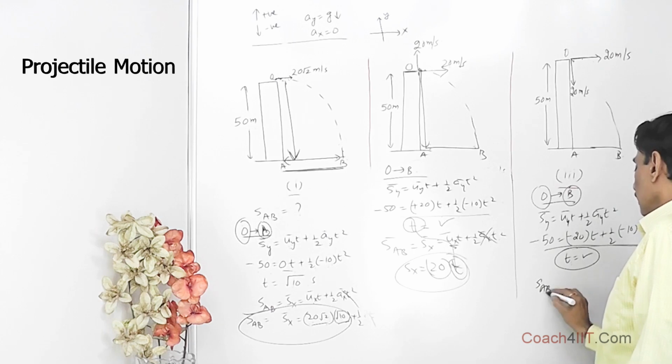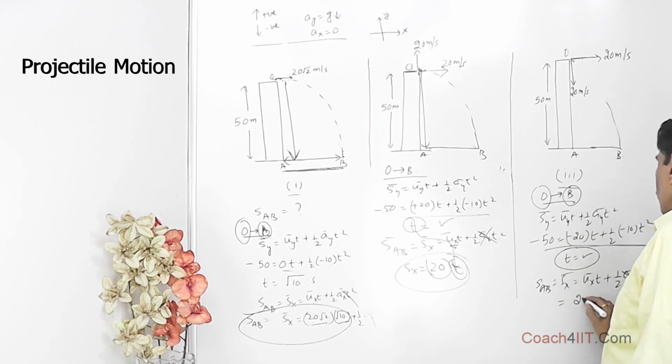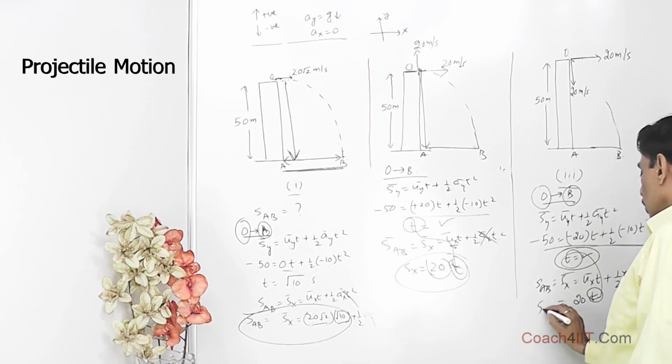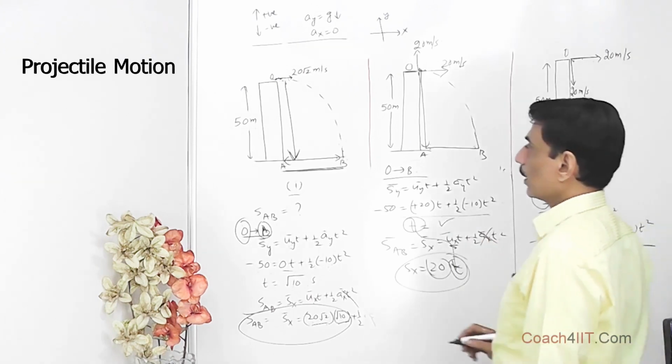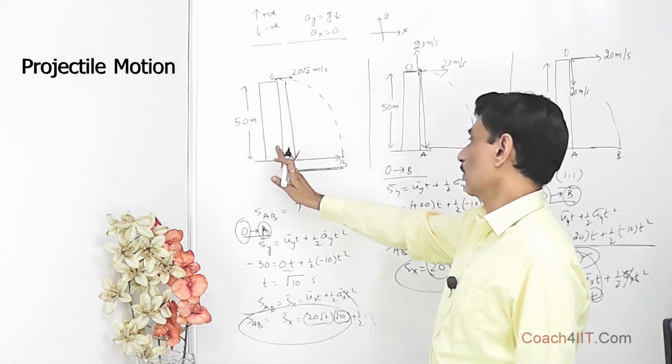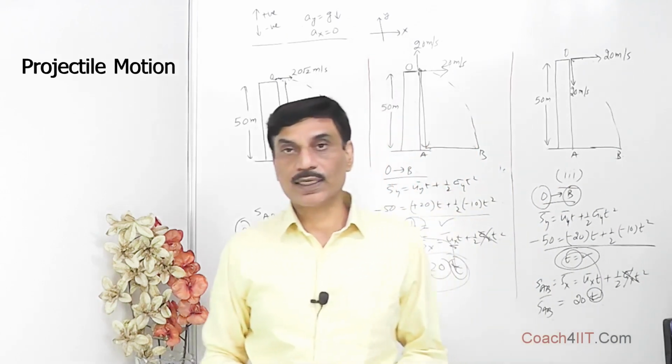So S_AB, which is Sx, is equal to ux into t plus half a_x t square. Ax is 0, so it is going to be ux t. Ux is 20 into t. T from here we will put the value over here, so we'll get the value of S_AB. So in all these cases, we can find the distance from the tower at which this body is going to strike the ground.